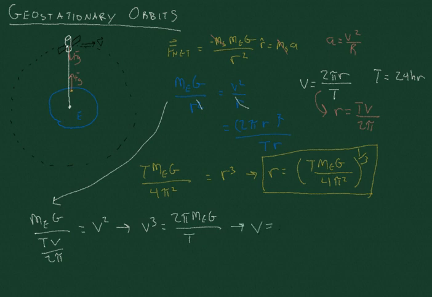So the velocity of a geosynchronous orbit is going to be the cube root of 2 pi times the mass of the Earth, G, over T, the period. And again, this is the mass of the Earth, this is G, and T is 24 hours. So this also gives us the velocity of a satellite in geostationary orbit.